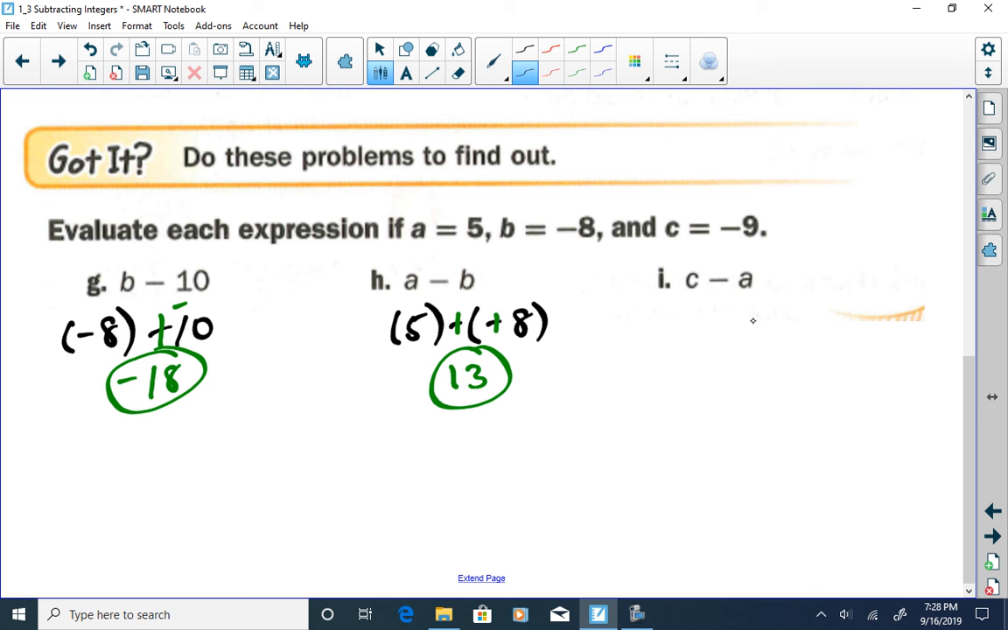Alright, C minus A. C is negative 9. So I replace C with negative 9. I'm going to replace A with 5, right? Because we're told A is equal to 5. Use the additive inverse because I see subtraction. Negative 9 plus negative 5. That's going to be negative 14.